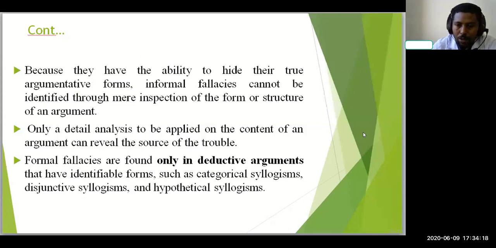Informal fallacies have the ability to hide, because they try to defeat the argument. They try to pretend so that the listener cannot easily see them by mere inspection. Means, in the case of an informal fallacy, the arguer tries to hide the genuineness or the truthfulness of the argument. So an informal fallacy cannot be identified through mere inspection. It is only through detailed analysis of the content of the argument that we can see where the problem or the trouble has been committed.